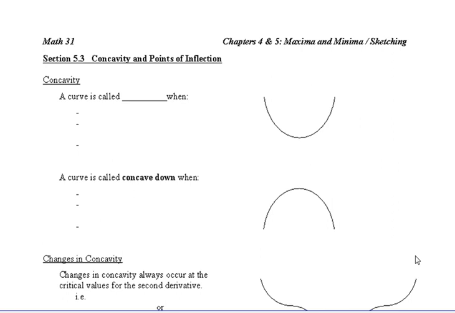Okay, there's some notes to take. Okay, this graph, concave up or concave down? Concave smiley face. So concave up. Actually, like this.